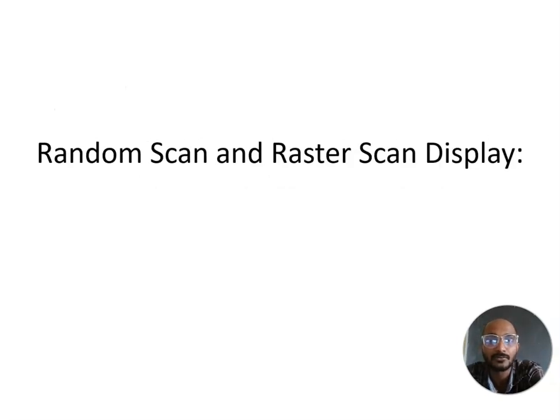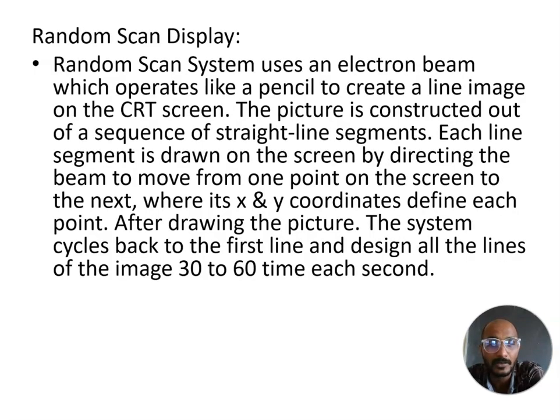So we have two main types of CRT model, or CRT technology. That is the random scan and raster scan display. The first one is the random scan display. Now, what is the random scan display?